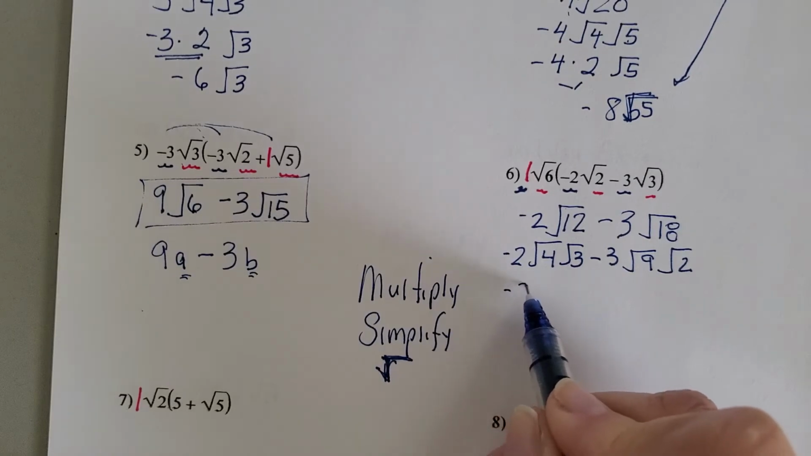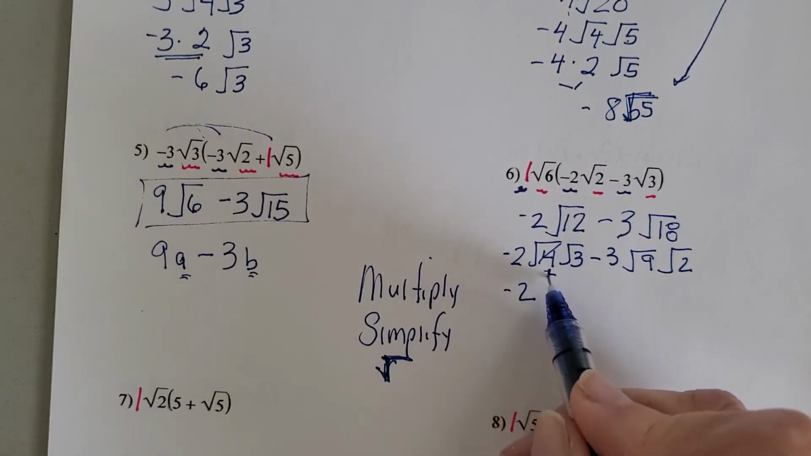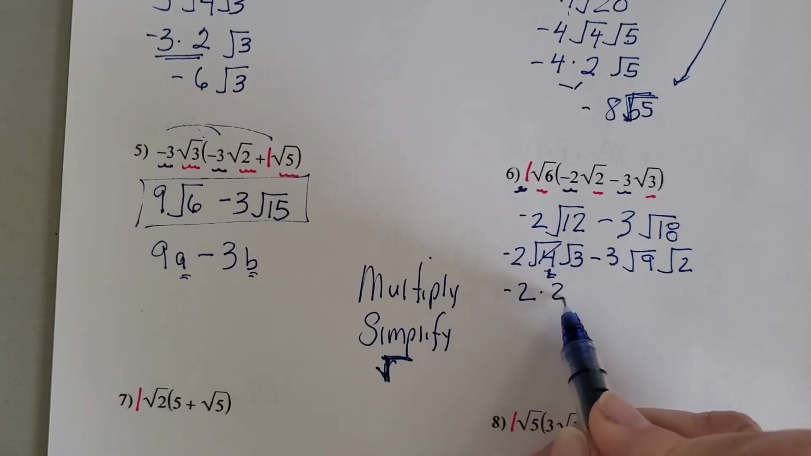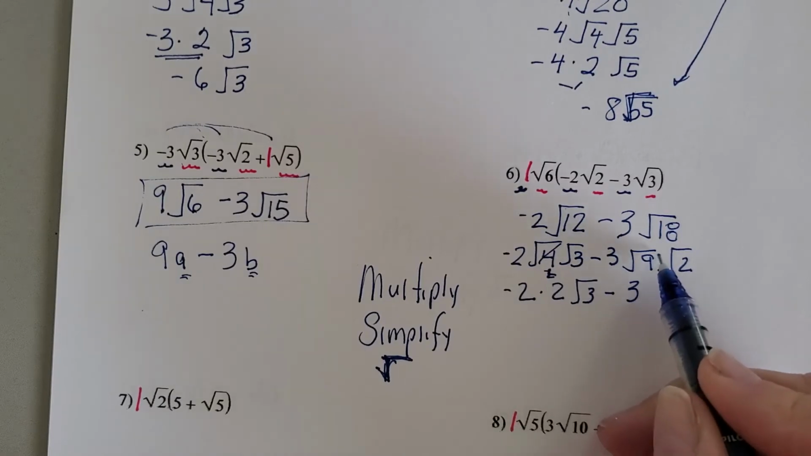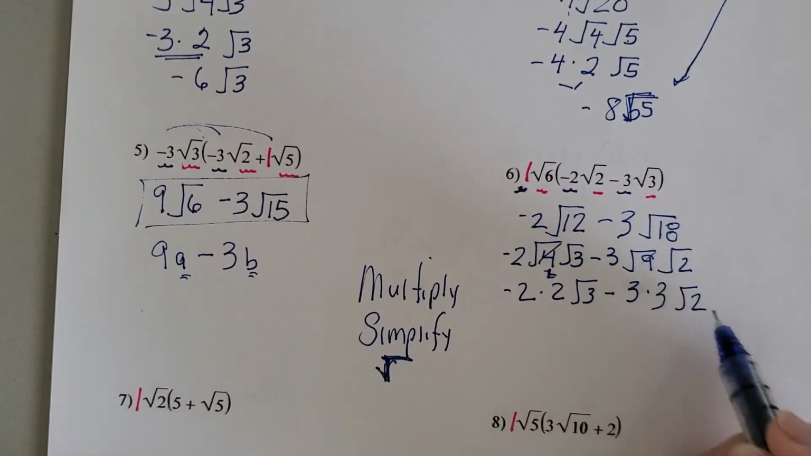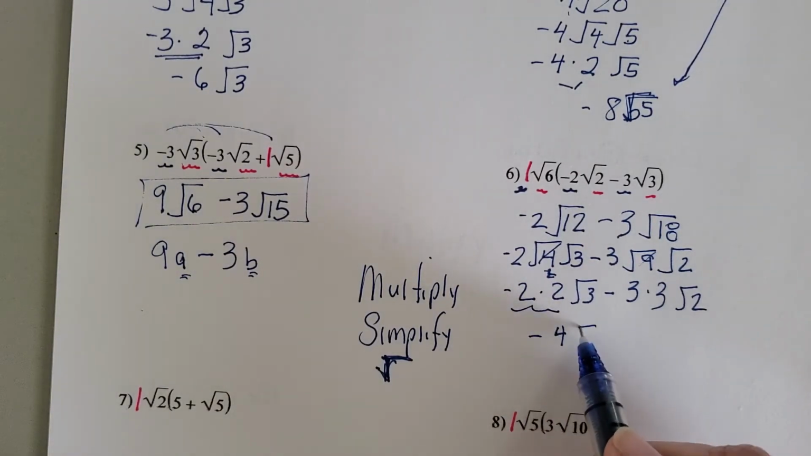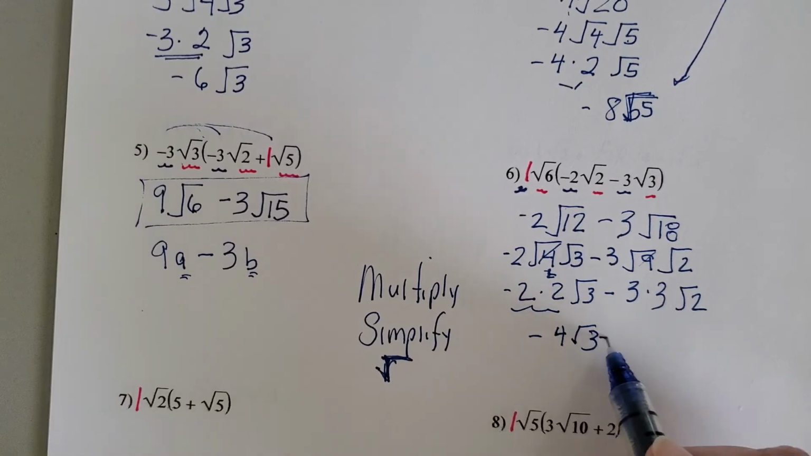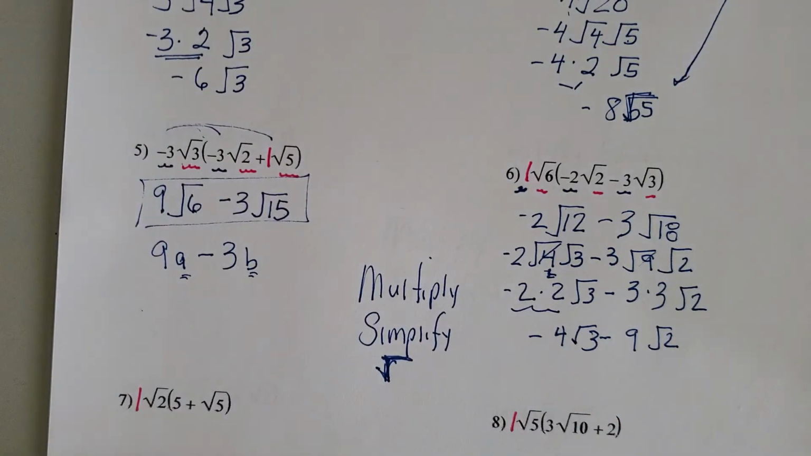So what we have here is negative 2. This becomes a 2. So negative 2 times 2, radical 3, minus 3. Square root of 9 is 3 outside the radical sign. Multiply what's outside. The radicals are not the same, so we can't combine like terms. That's our answer. Okay.